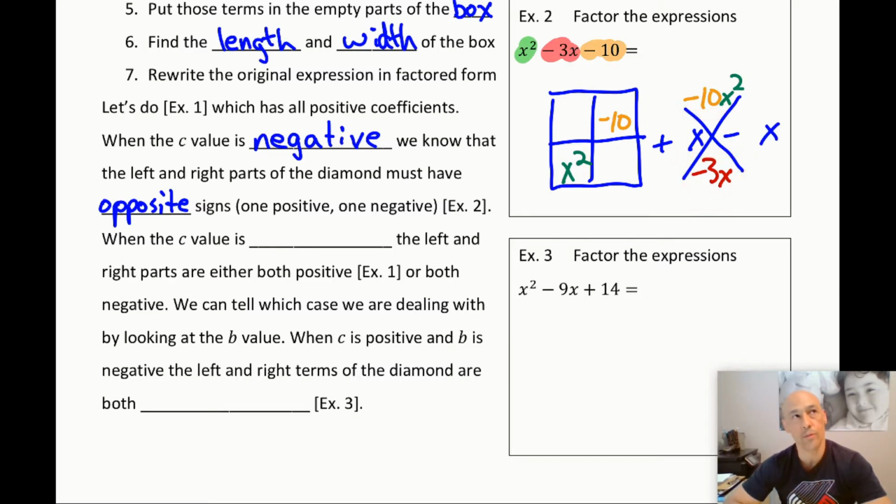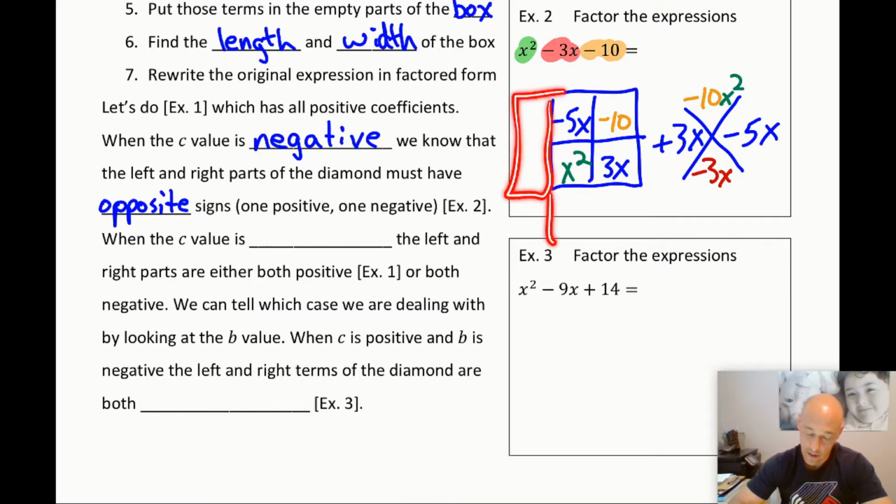Okay, so what else times what gives me negative 10? 5 and 2. So negative 2 times positive 5 would give me a positive 3 here. So it's got to be a negative 5 and a positive 3. And now we can bring those two over, put negative 5x up here, positive 3x down there. And now we fill out the outer parts, the length and the width of our box.